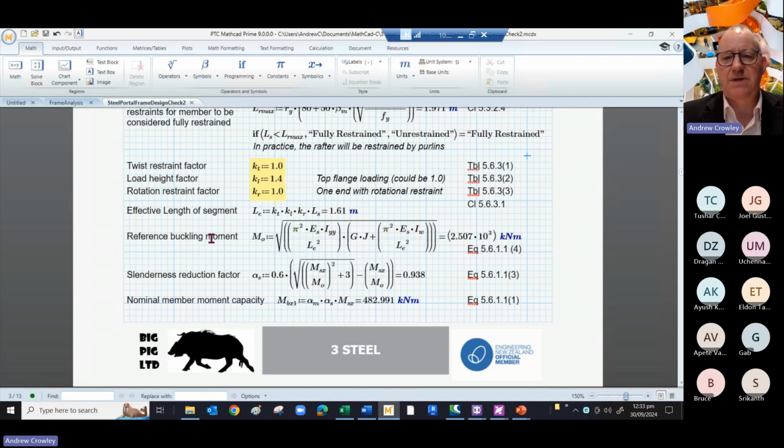A reference buckling moment is taken from equation 5.6.1.1, and the sharp-eyed would notice that this bit is the Euler buckling value for axial compression on a strut. Then we add the torsional buckling value, and we derive our slenderness reduction factor based upon that reference moment, and we compare it to the capacity, and that spits out an alpha S value of 0.938 with a nominal moment capacity coming out as 482.